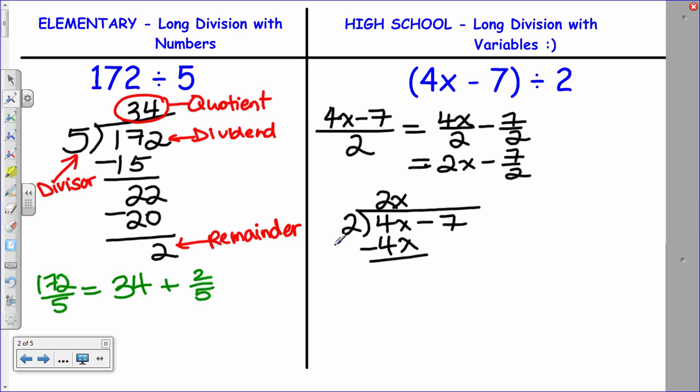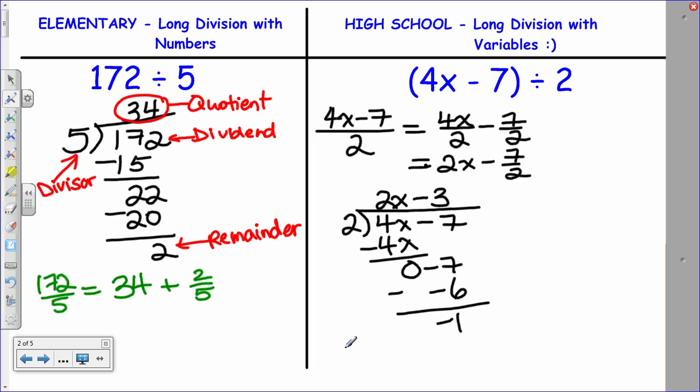Subtract, just as you would with numbers. 4x minus 4x is 0. Now bring down the next piece, which is what you would do if, well, we did it over here with the 2, sorry, we did that already. So now 2 goes into negative 7, minus 3 times, leaving me with minus 6, and then subtract again, and so negative 7 plus 6 is just negative 1.